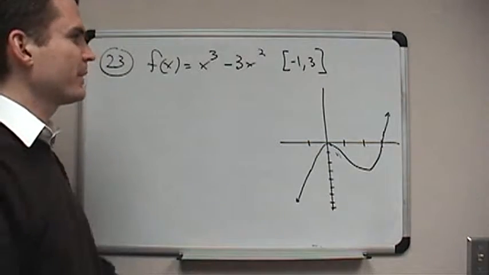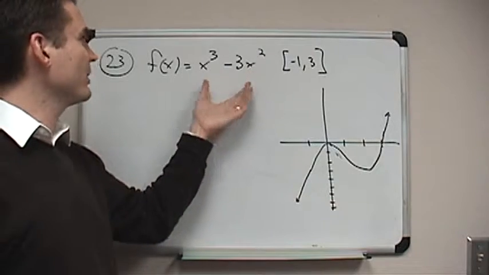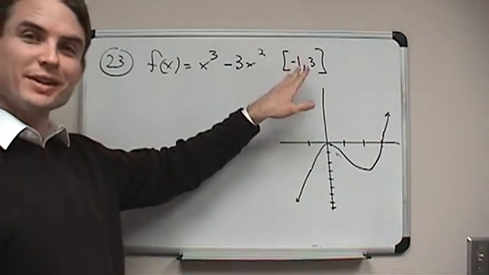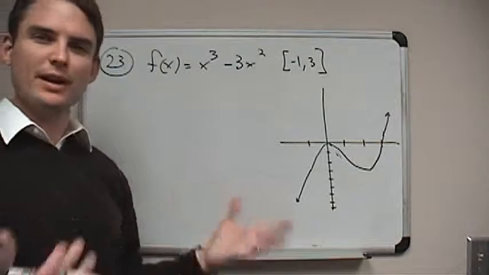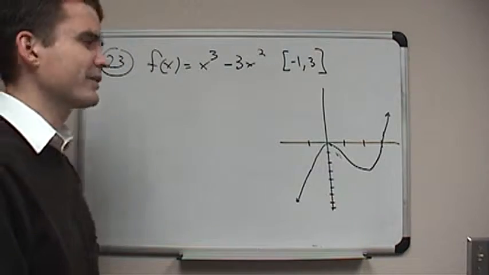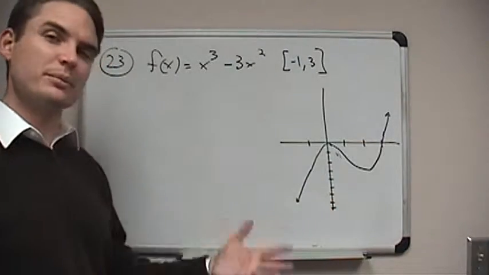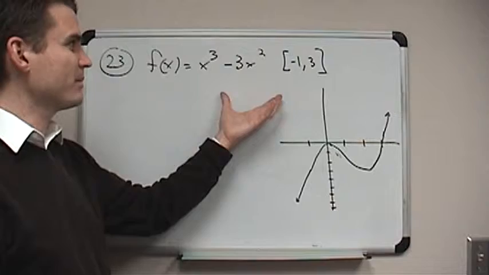Okay, this is number 23 in the book. They ask us to find the absolute maximum and minimum of this function restricted to this closed interval, and then use the graphing calculator to check your results. Okay. Well, I've kind of done the graph first, so we can work in both ways, because we're going to go through the process of finding the absolute maximum and minimum.